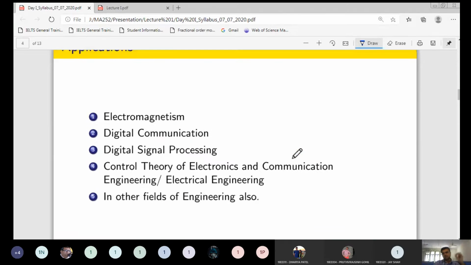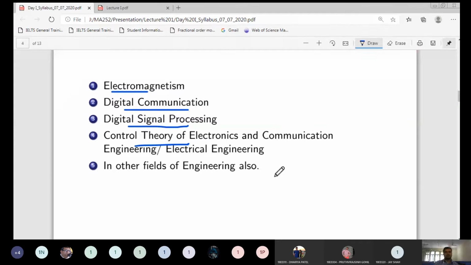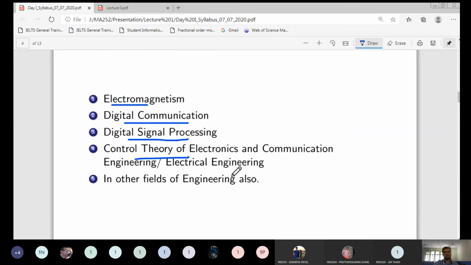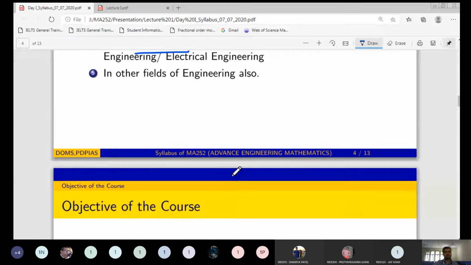The first question in your mind is why you should learn this course. So I will discuss it. First is electromagnetism theory. This course is very useful in electromagnetism theory, digital communication theory, digital signal processing, control theory and electronics, and communication engineering or electrical engineering. There are also many other engineering applications of our course. For example, in mechanical engineering there is a course on fluid dynamics, and this course is very useful in fluid dynamics.